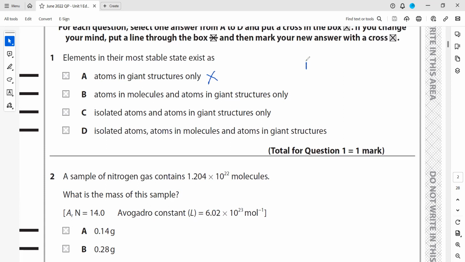So an element can exist as a single atom, like group 8 elements. It can exist as a giant structure, like carbon, diamond, graphite. Or it can also exist as a molecule, for example oxygen is O2. So oxygen can exist as O2 as stable. So they can exist as atoms, as molecules, or as atoms in a giant structure. That's why D is the right answer. So an element can be an atom, can have a giant structure, or can be a molecule as well.